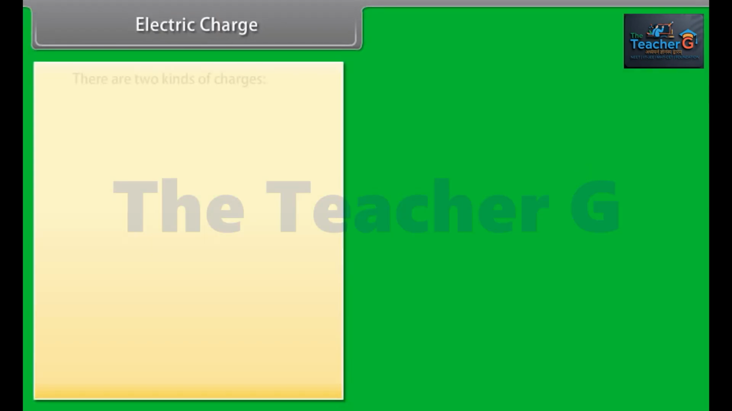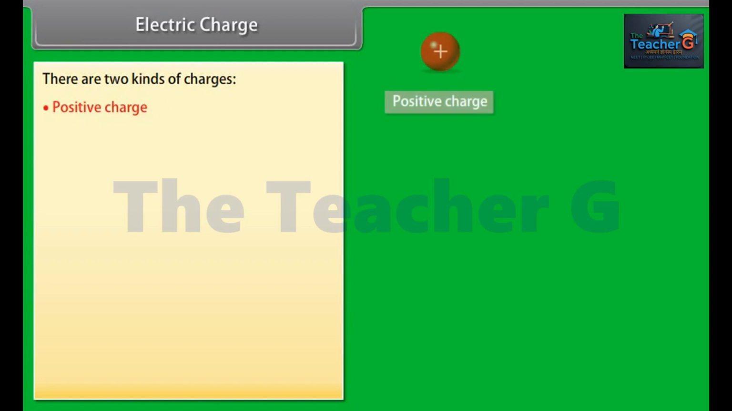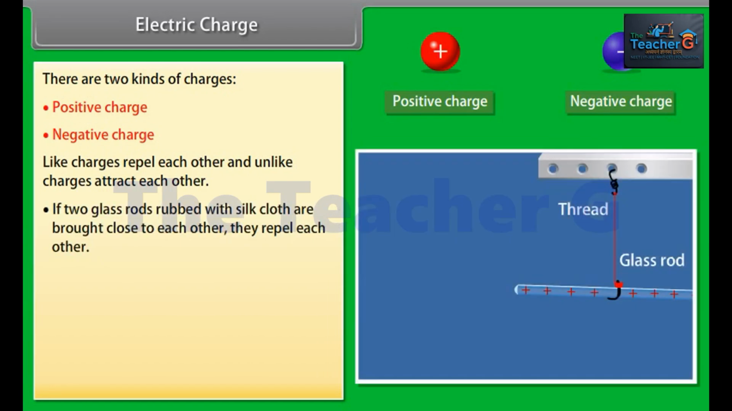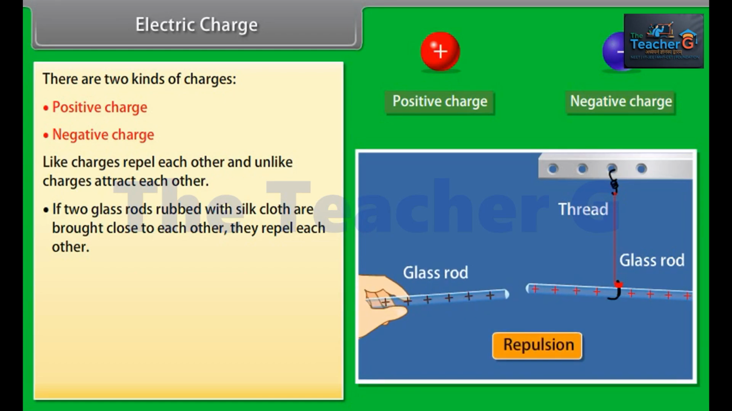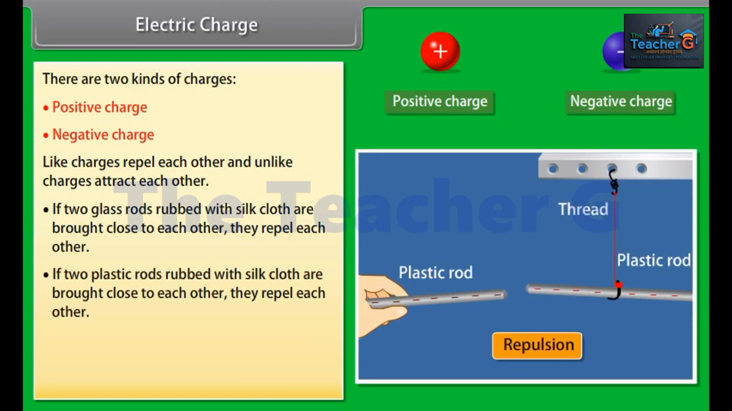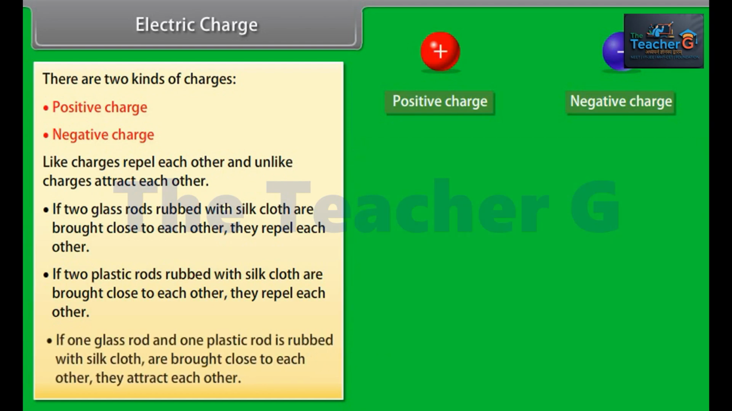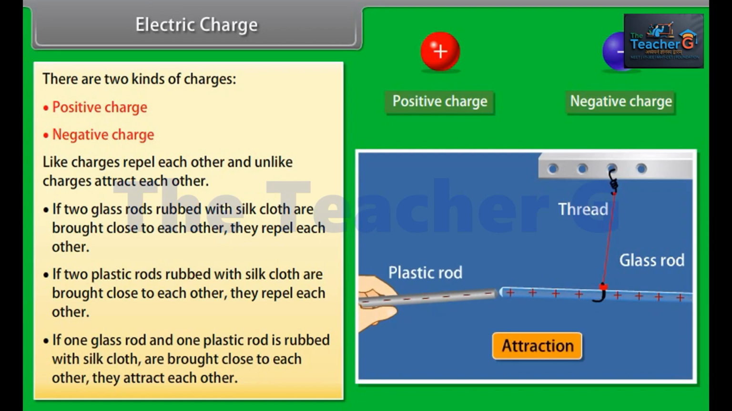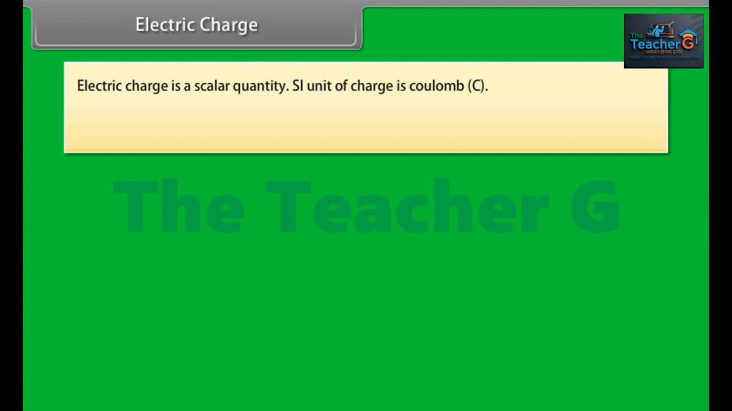Electric charge. There are two kinds of charges, positive charge and negative charge. Like charges repel each other and unlike charges attract each other. If two glass rods rubbed with silk cloth are brought close to each other, they repel each other. If two plastic rods rubbed with silk cloth are brought close to each other, they repel each other. If one glass rod and one plastic rod rubbed with silk cloth are brought close to each other, they attract each other.